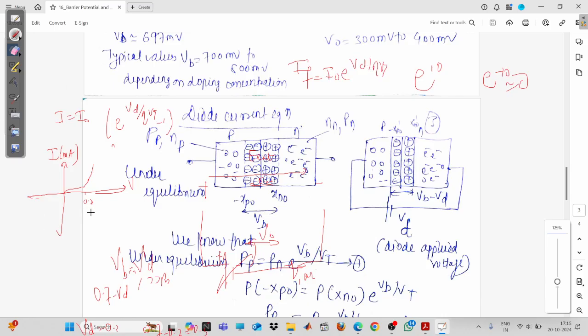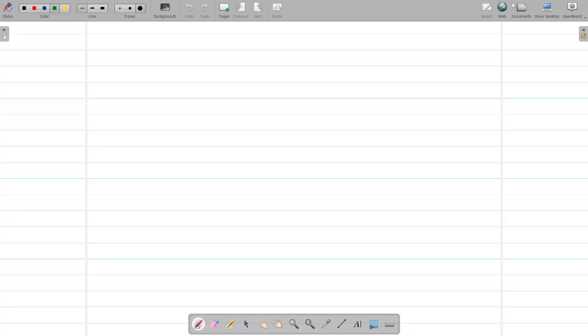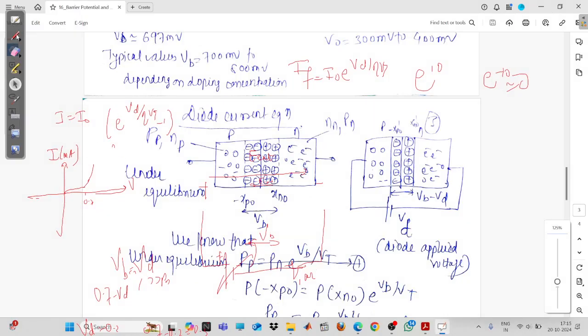Fine. So now why is this small amount of current there? This small amount of current is because of the minority charge carriers. They are very small in number. And this current is due to the majority charge particles. So you can see that your current is comprised of two charge carriers. The first one is the minority charge carriers, which is here, and this is the majority charge carriers.